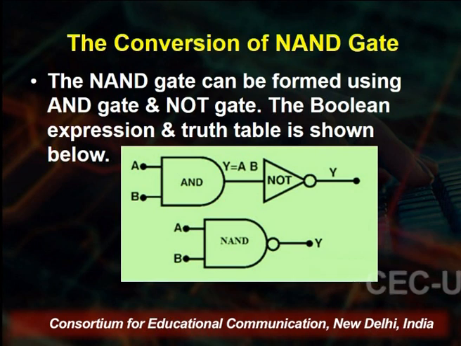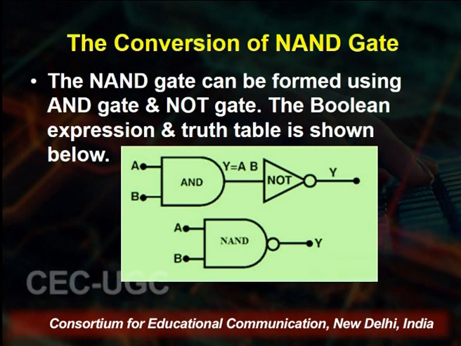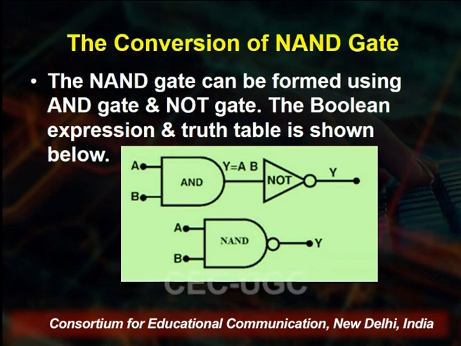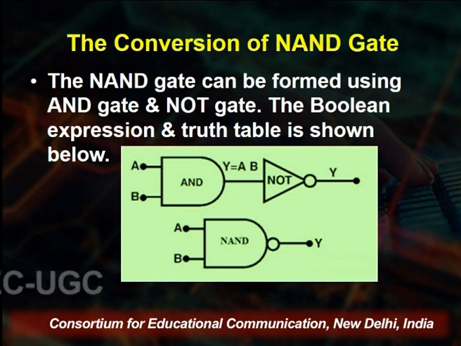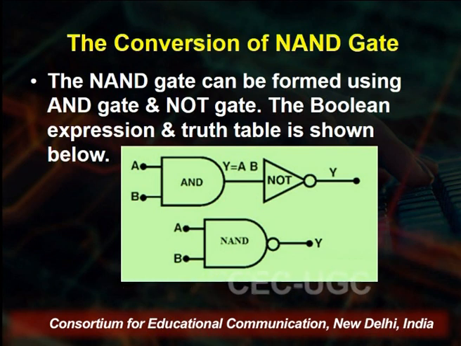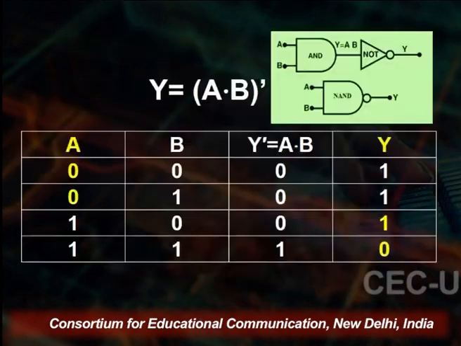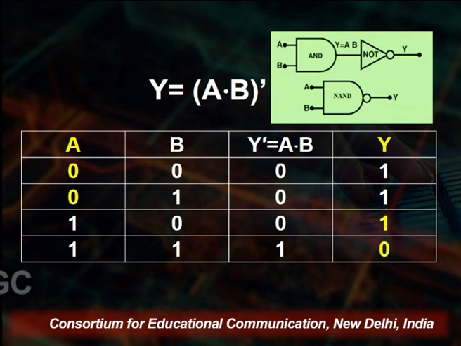The Boolean expression of the truth table is shown below. We can see here, this is the NAND gate. Here we have a NOT inverted with the AND gate, so this is basically a symbol. We can write it also as an AND gate followed by the NOT gate, or we can put a bubble in front of that. And in the truth table we have Y is equal to (A · B)'.